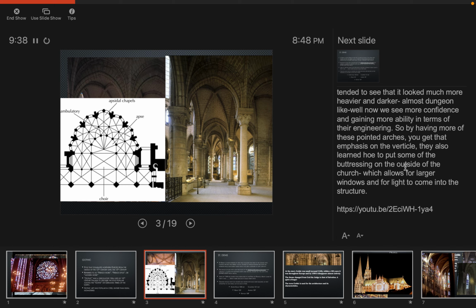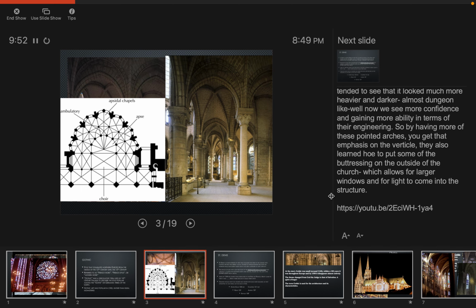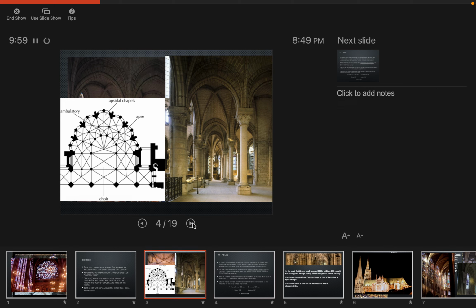So by having more of these pointed arches, you get that emphasis on the vertical, everything's going up. They also learned how to put some of the buttressing on the outside of the church, which allows for larger windows and for light to come into the structure. And there's a YouTube video that goes along with this slide, so please check this out.